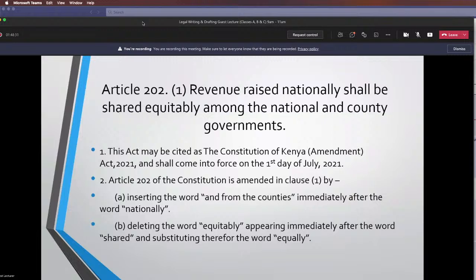So if you have two amendments, you'll have A, then B. If you have more, you'll have C and D. In this particular article, you can have many amendments, or you can have only one amendment, like we had in the other one, where we were only amending "nationally and from counties" but the sharing was still equitable. In this circumstance, we have revenue from national and county government, but the sharing should be equal.